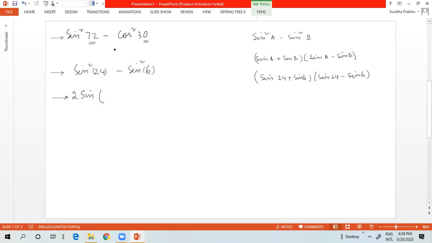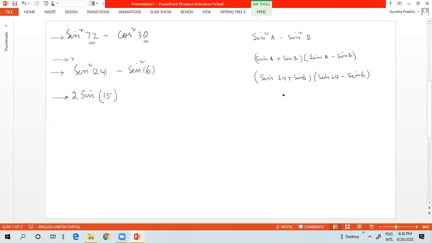Because sine squared 72. We are doing the sine square 24 question, right? Yes, sir. So I did the same thing, sine A plus B, sine A minus B, and it came 15 and 9. So maybe we can manipulate it to get 2 theta, 30 and 18. So we'll see.